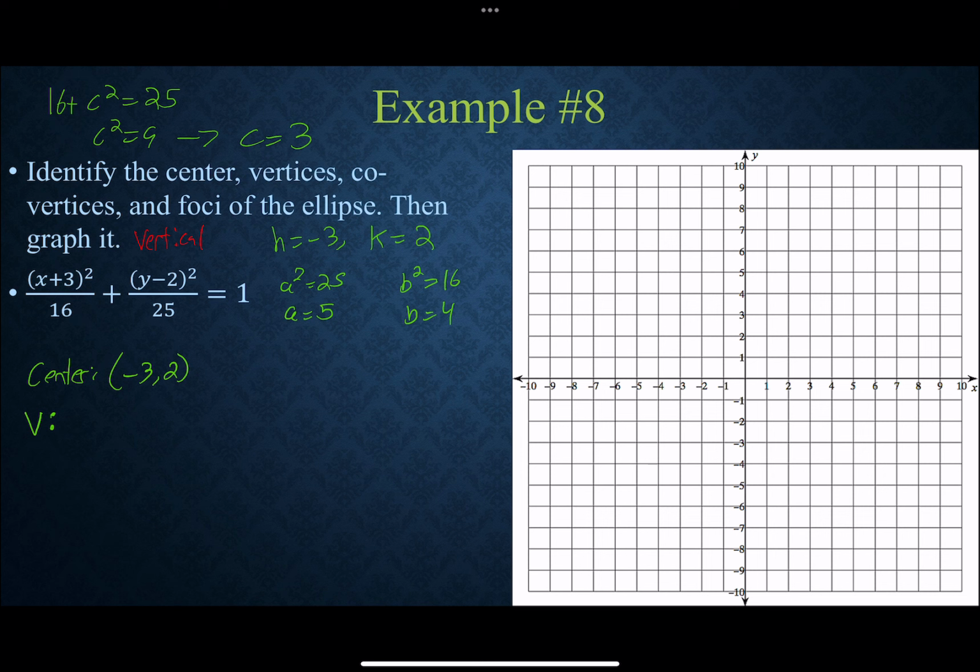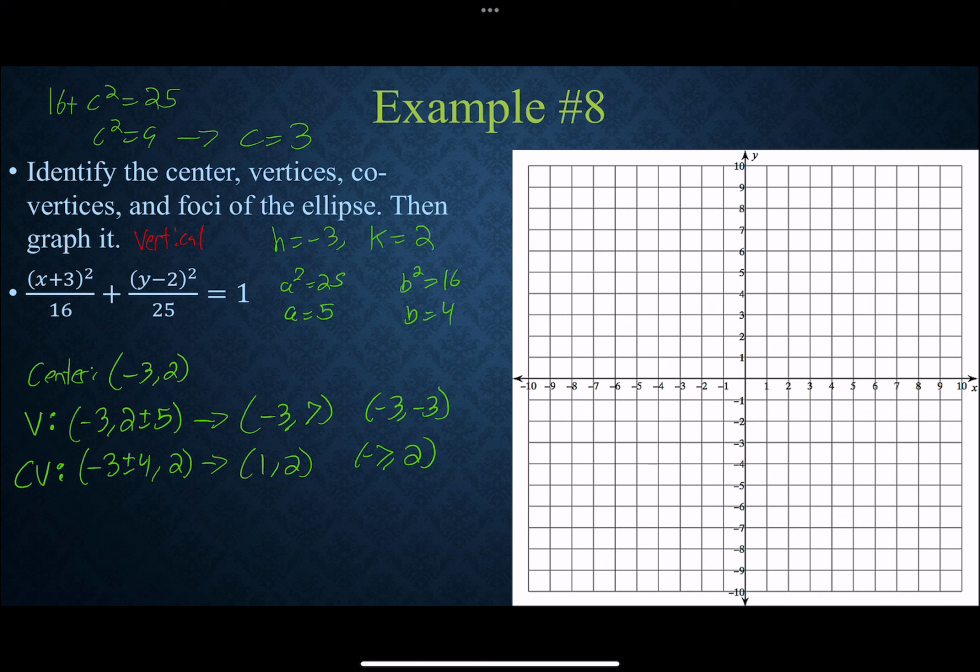Our vertices, because it's vertical now, I'm adding and subtracting A to the y coordinates. So it's -3 and then 2 plus or minus 5. That gives us (-3, 7) and (-3, -3). Whereas the co-vertices are now going to have B added and subtracted with the x coordinate, the opposite of the vertices. So it's -3 plus or minus 4 comma 2, getting us (1, 2) and (-7, 2).